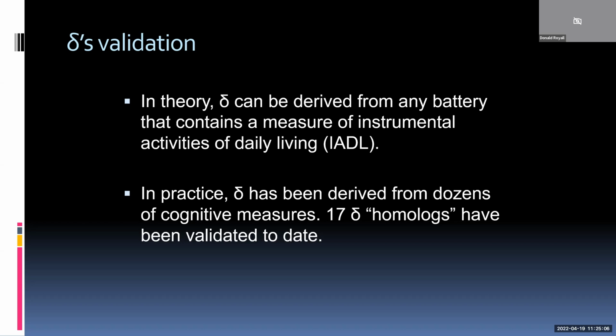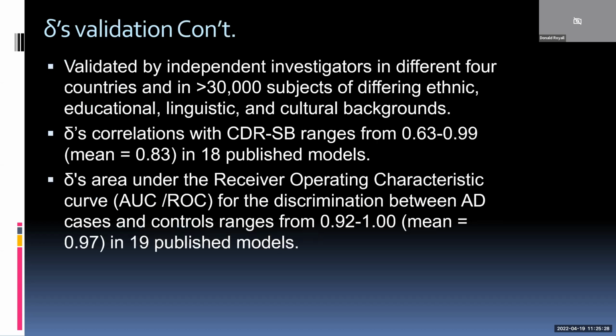But if you're lucky enough to have a data set that has both robust cognitive testing and functional status, then you can build a D homolog. In practice, even though D is unlimited in what measures you could use, it's been derived in practice already from dozens of cognitive measures, and 17 different delta homologs have been validated to date.